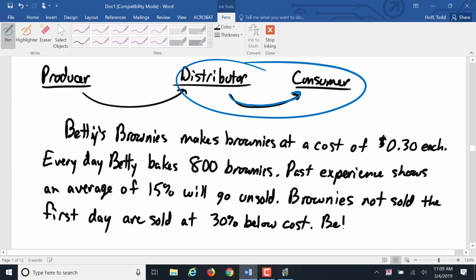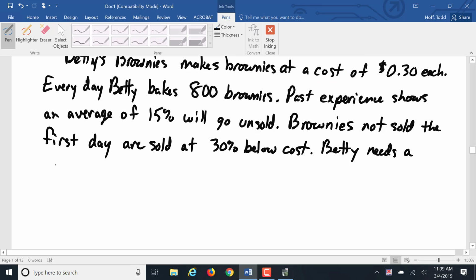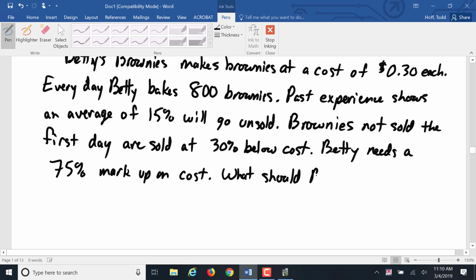Betty needs a 75% markup on cost. So the big question, rounded to the nearest penny, what should Betty charge per brownie?